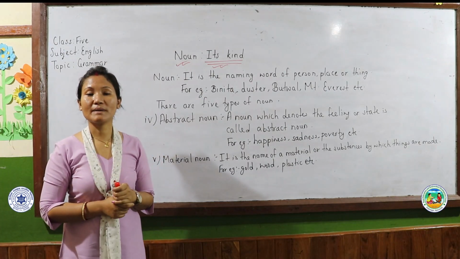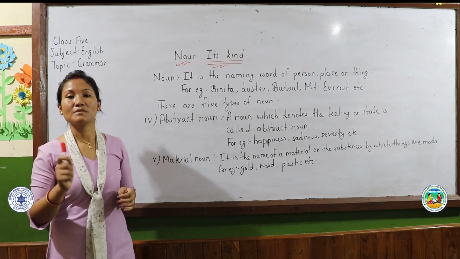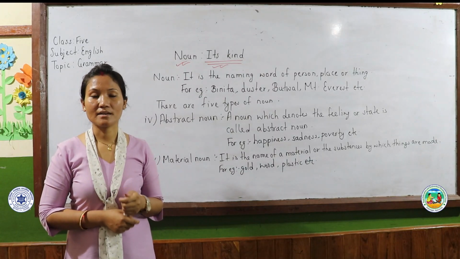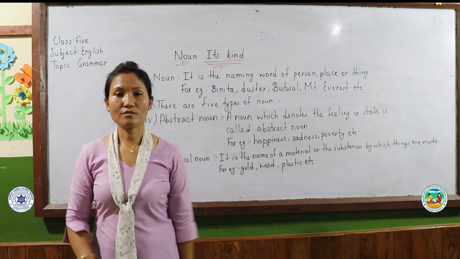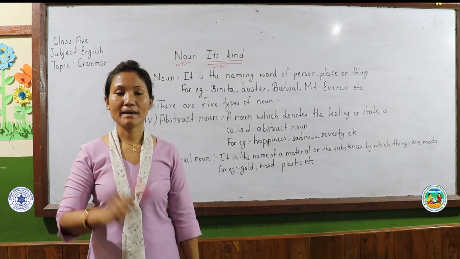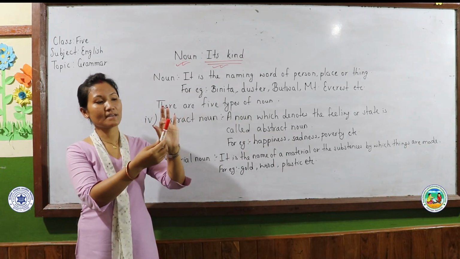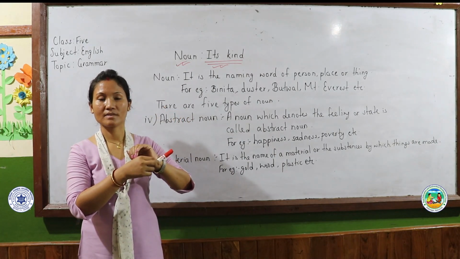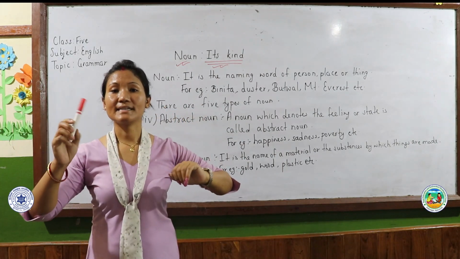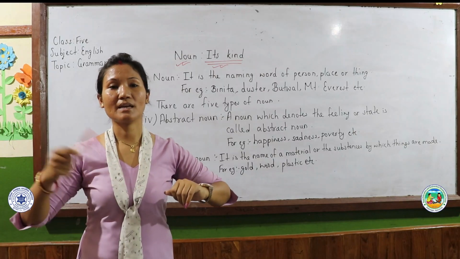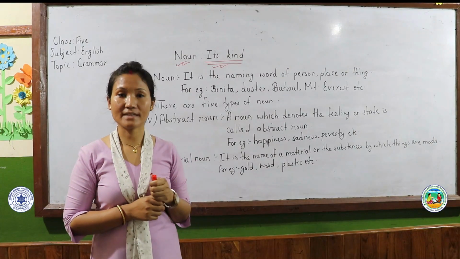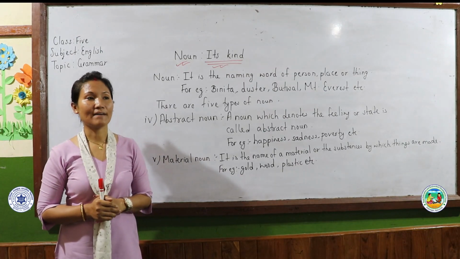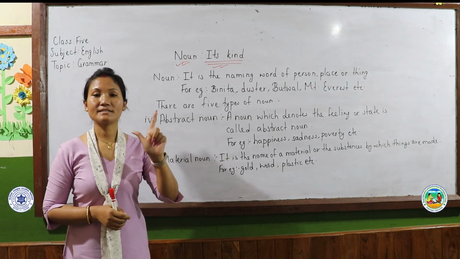And the last one is material noun. It is the name of a material or the substances by which things are made. For example, furniture is made of what? Wood. Wood is a material noun. A chair is made of plastic. Plastic is a material noun. Now, at home you have knives. What are they made of? They may be made of iron. Iron is what? Material noun. So, I guess in today's class you have understood about noun and its types.